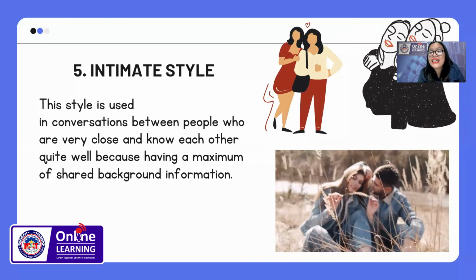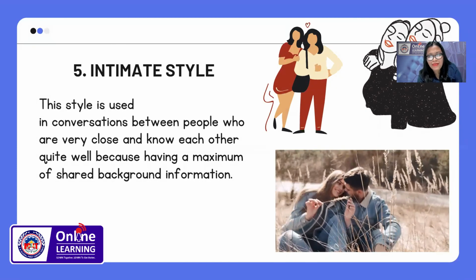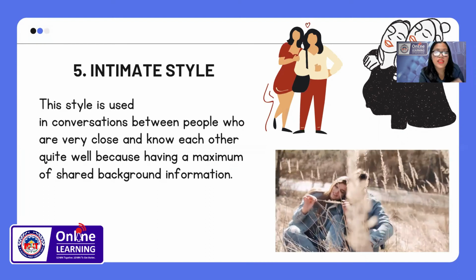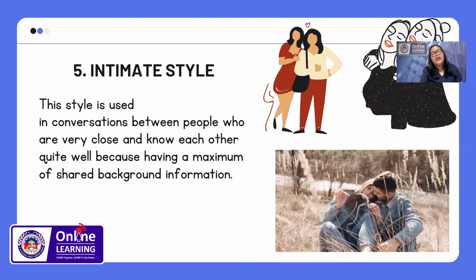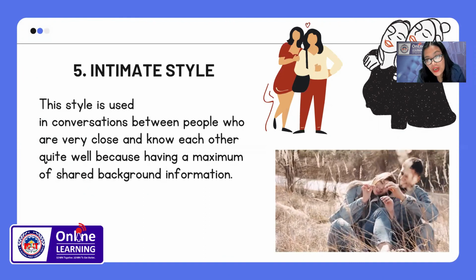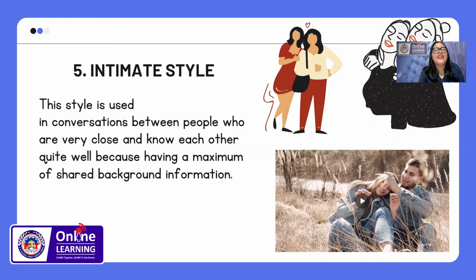So the last one is the intimate style. When we are having intimate style, this is only happening in a conversation between two people. First is, of course, those who have a partner. For those who are in a relationship, they are always having an intimate style, talking privately with your loved ones. Not just your boyfriends, girlfriends, or husbands or wife. We can also talk with our best friends, our besties. They are the ones that we can always trust.